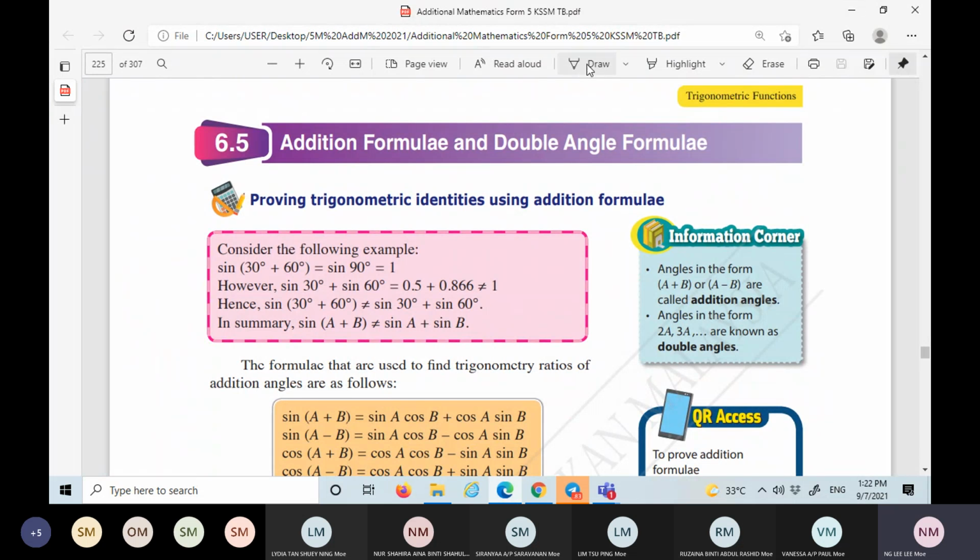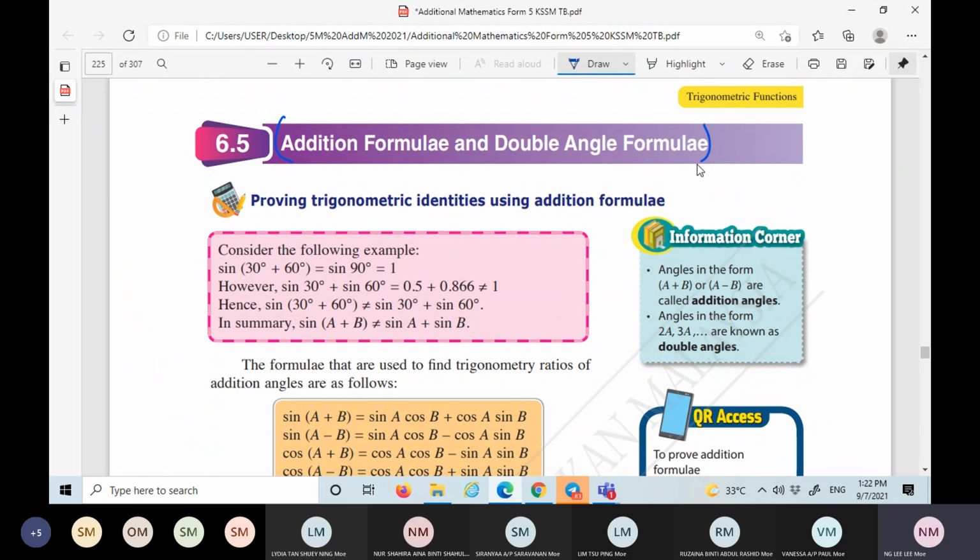Okay, additional formula. Double angle formula. So this is the index for today.